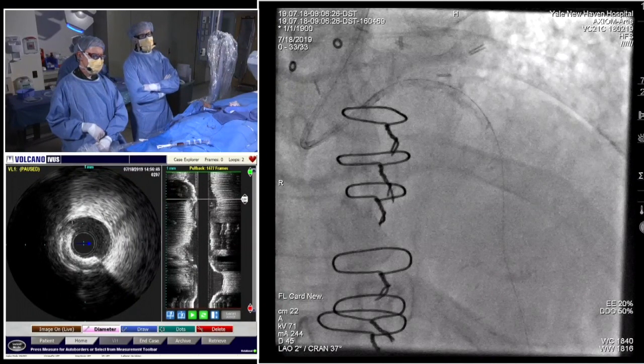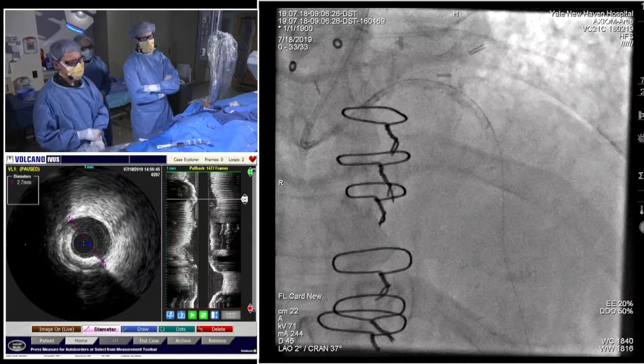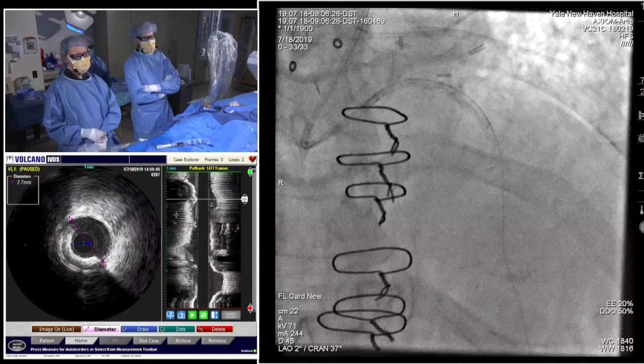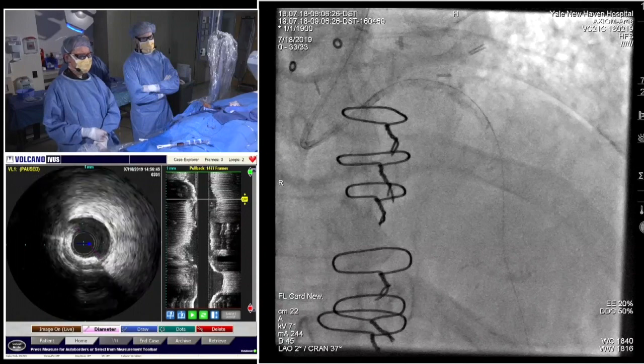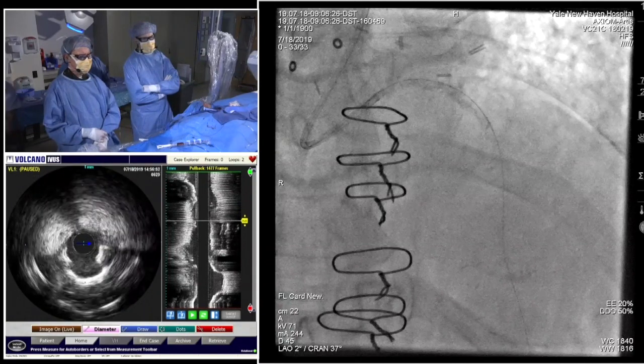But here, if they go from there and they go to about 5 o'clock, you're sort of getting 2.7, so maybe not a 3.0, so maybe a little bit smaller. I'd still go, yeah, but you can go up with the NC balloon for the post-dilation.